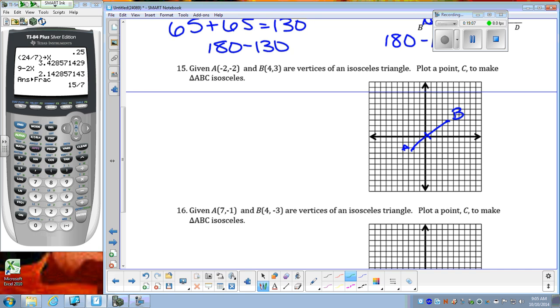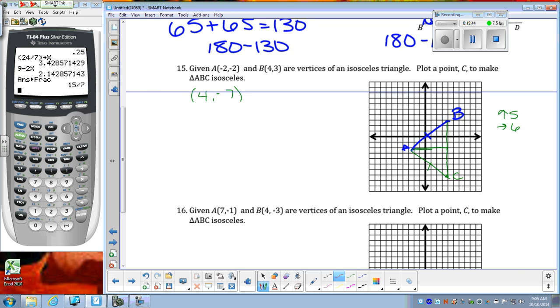Well, how did I get from A to B? I went over 1, 2, 3, 4, 5, 6, and then up 5. Well, I want a line from A that's equidistant from AB to AC. So instead of going up 5, I'm going to go down 5 to get point C. So here's one potential point for C. One potential point for C is the point 4, -7.